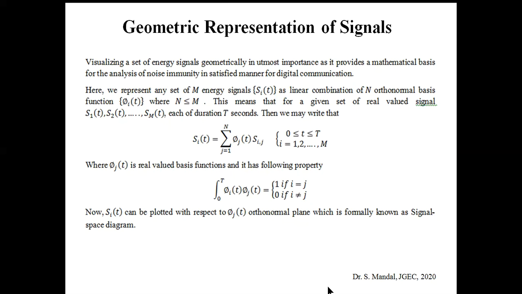All these basically look like some kind of mathematical equation. It will be very easy to understand if we draw the geometric representation of signal. We'll understand the whole idea with the example of ASK, which will be discussed in the upcoming slides. So just get the idea that geometric representation of signals is nothing but representing any signal with respect to its energy signals, and also as a linear combination of N orthonormal basis functions phi_i(t).